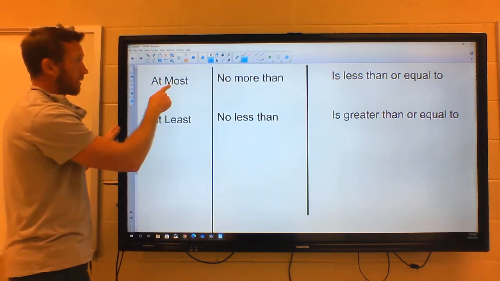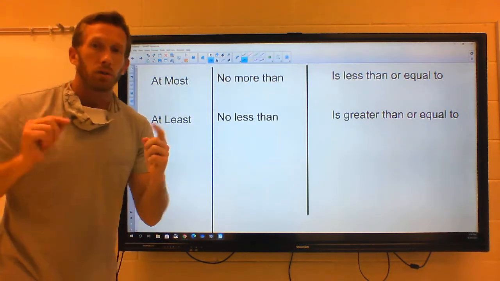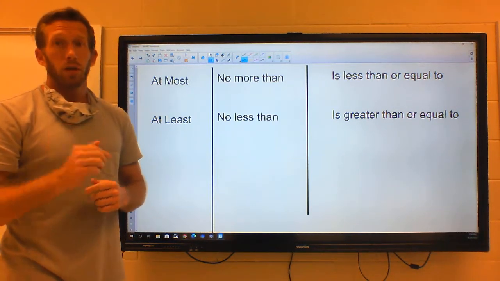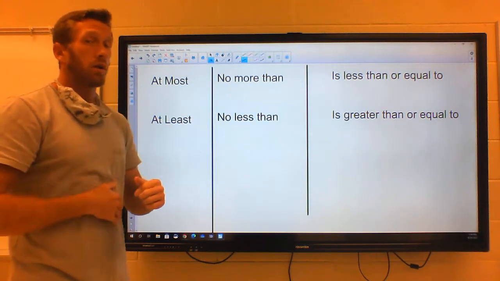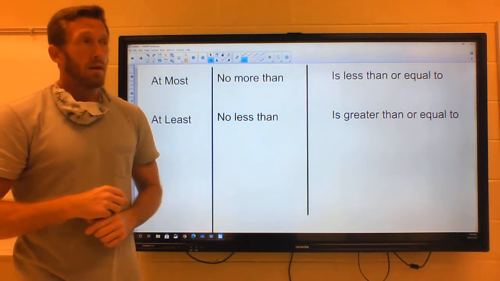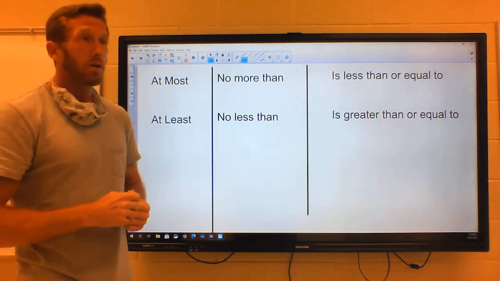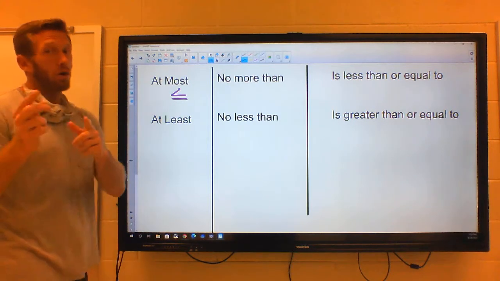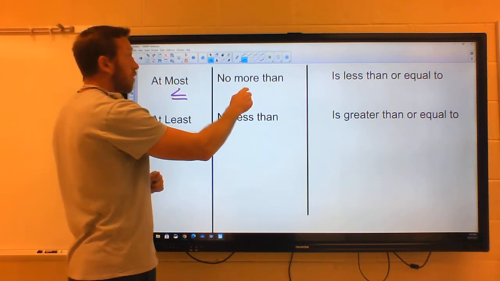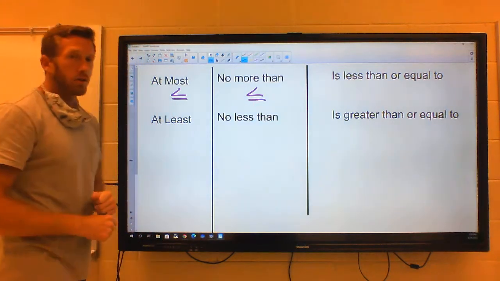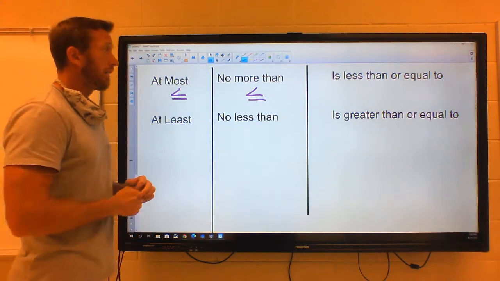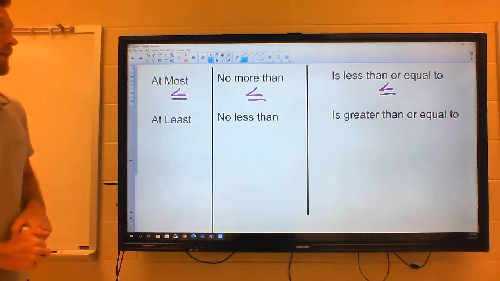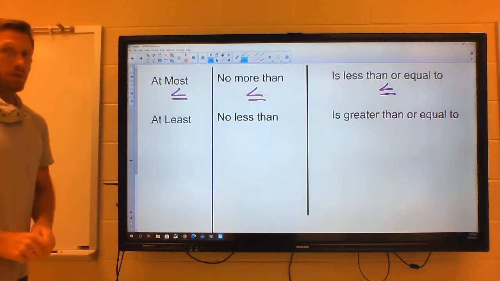Okay? At most. I have at most $100. Okay, so I could have $99. I could have $100. I could have $1. I have at most $100. That means I do not have more. If the most I could have is $100, I could have less than that. So at most means less than or equal to, because I could also have that. Another way of saying that is no more than. I have no more than $100. I could have $100. I could have less than that. All of these are expressions for writing the phrase is less than or equal to. That's all the same symbol.